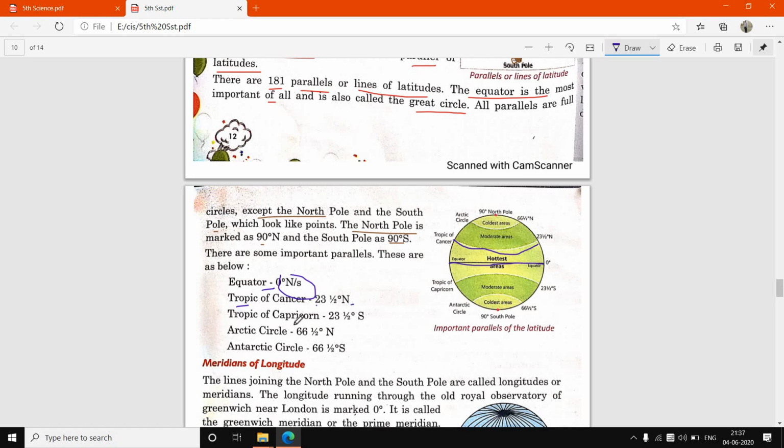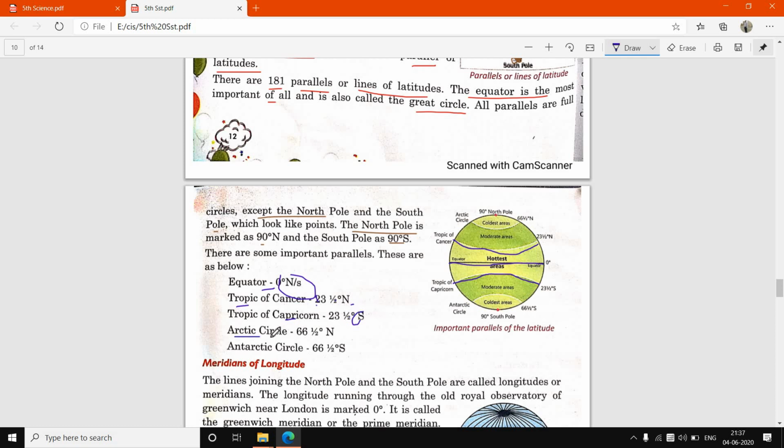Now what is the Tropic of Capricorn? So this is the Tropic of Capricorn. It is also 23 and a half degrees south. The Tropic of Cancer is 23 and a half degrees north, and the Tropic of Capricorn is 23 and a half degrees south.